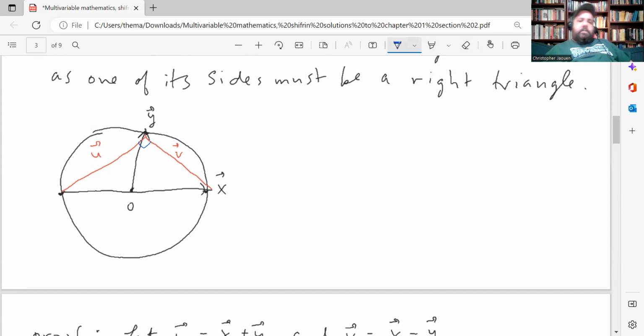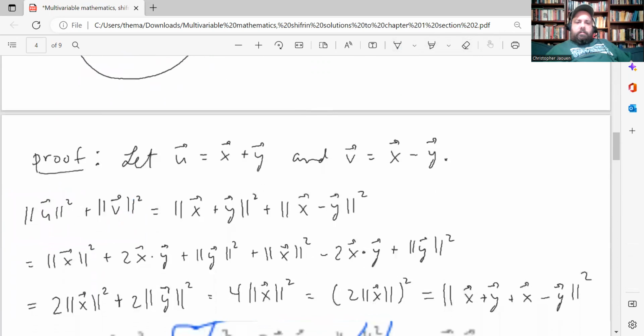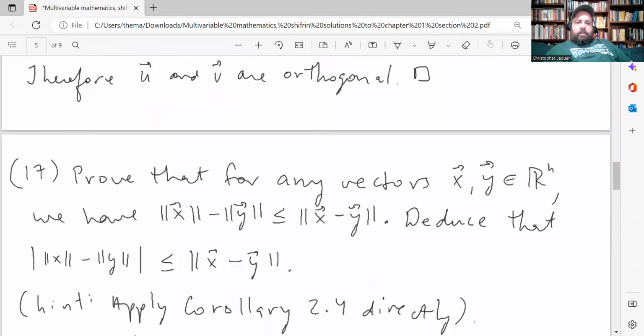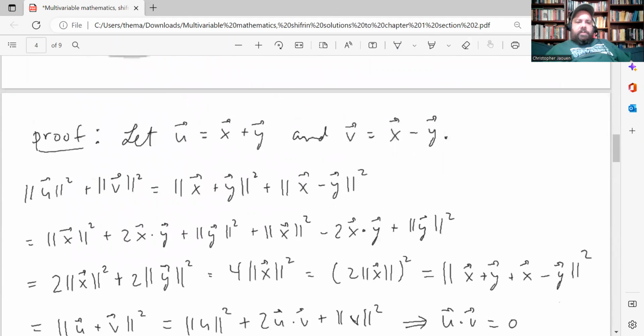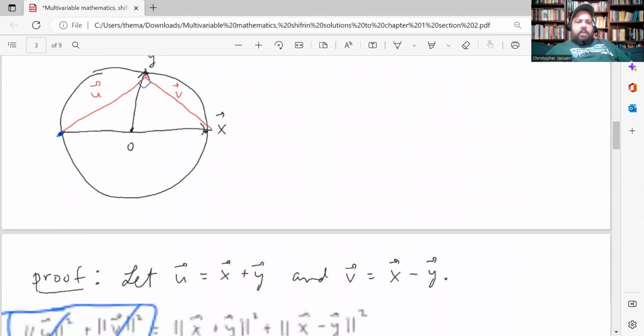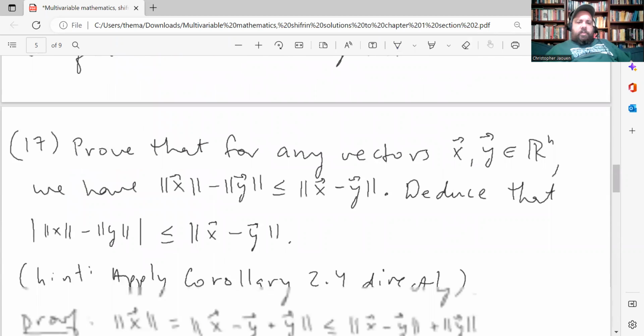In other words, this has to be a right angle, or one of the vectors is 0, which I guess would happen once you go all the way down to the diameter here. Whoops. All right. That was number, what was that, 14? Okay, now the next one was number 17.